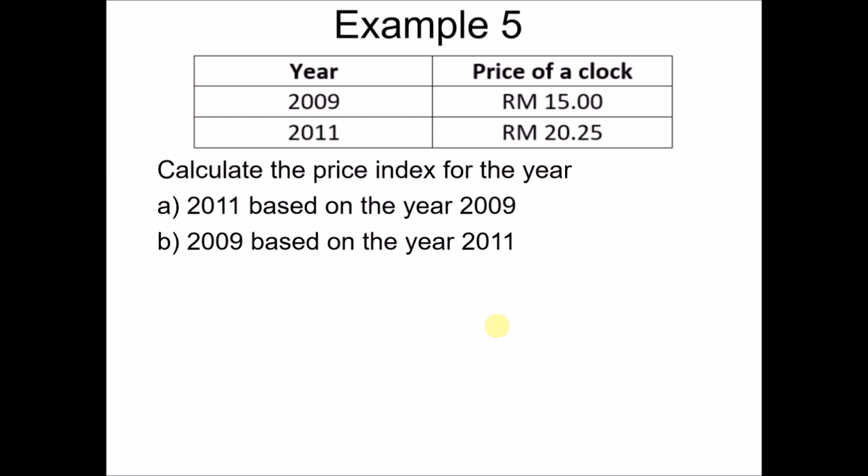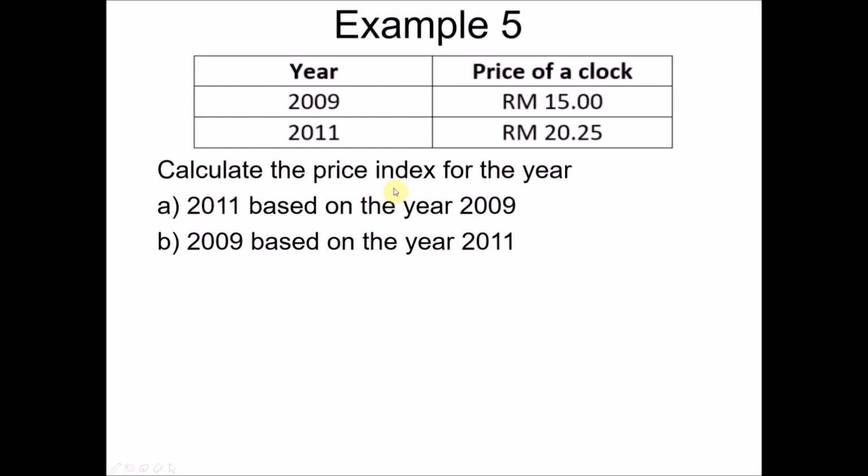We try one more example here. So this time, in the year 2009, the price of a clock is 15 ringgit. In the year 2011, it's 20 ringgit 25 cents. So calculate the price index for year 2011 based on the year 2009 for the price of a clock. So now for A, the base year is 2009. For question B, is 2009 based on the year 2011. The base is 2011. So the base year can be any year depending on the situation. Any year can be used as the base year.